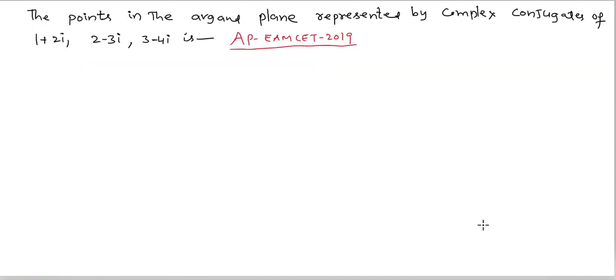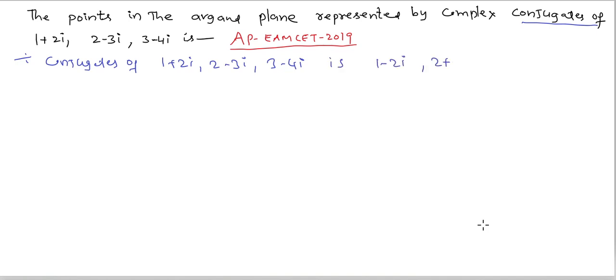The points in the Argand plane represented by the complex conjugates of 1 plus 2i, 2 minus 3i, 3 minus 4i is dash. Here are given the points 1 plus 2i, 2 minus 3i, 3 minus 4i. So conjugates are 1 minus 2i, 2 plus 3i, 3 plus 4i. These points form capital A (1, minus 2), capital B (2, 3) and capital C (3, 4).